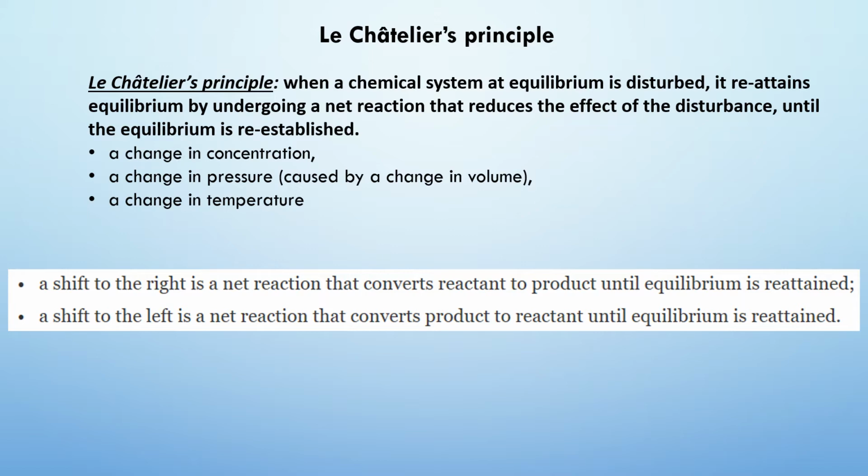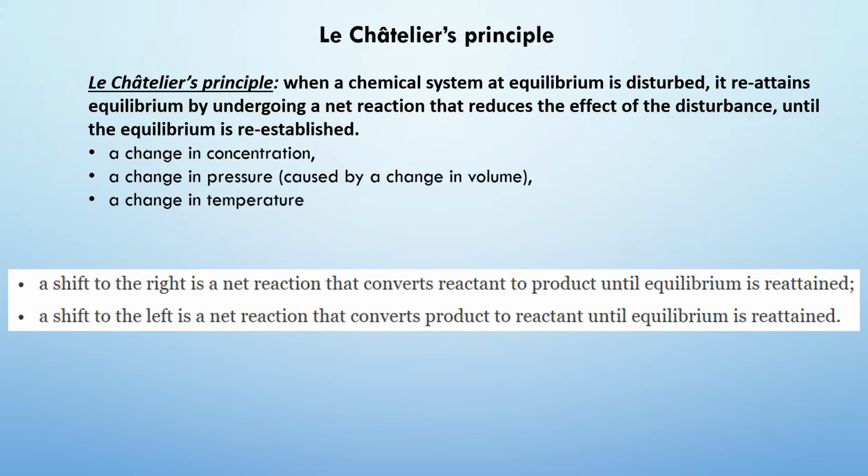So if this net reaction generates more products, we'll say this net reaction is shifted to the right, or we say the equilibrium has been moved to the right, toward the side of the product. If this net reaction generates more reactant, we say there's a shift to the left, or the equilibrium has been shifted to the left-hand side.